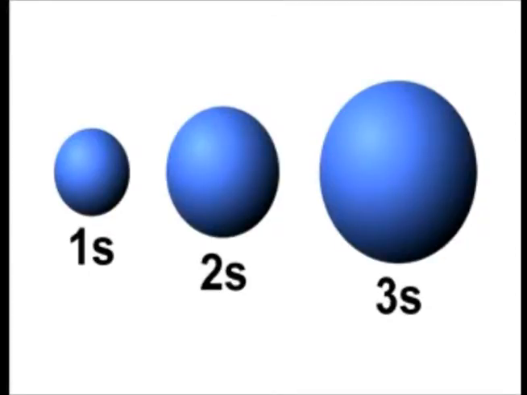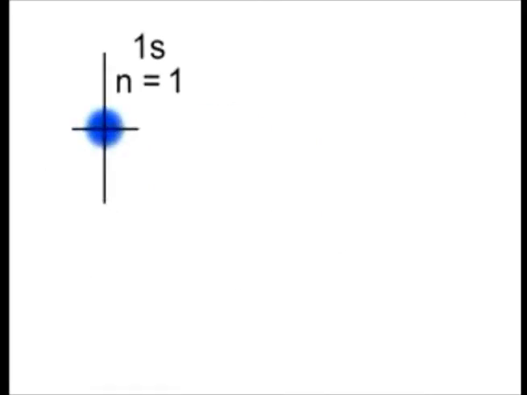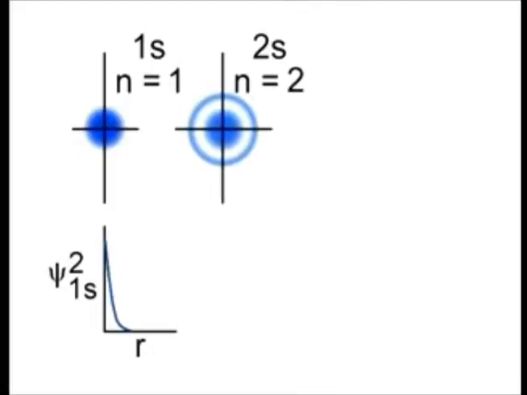The s orbitals are all spherically symmetric. Thus, contour plots connecting points of equal electron density are spheres for all values of the principal quantum number n. When n equals 1, the electron density decreases steadily with increasing distance from the nucleus. When n equals 2, the electron density goes to 0, then rises again to a new maximum.